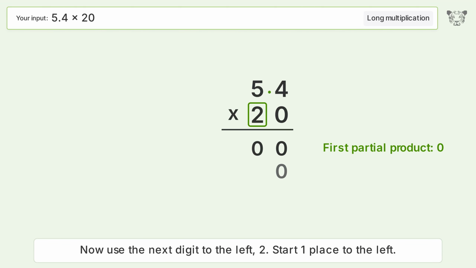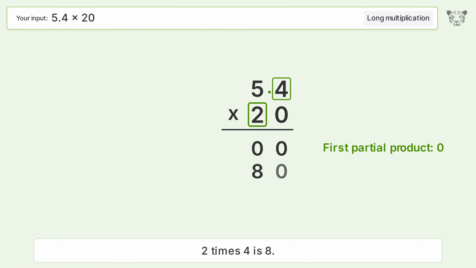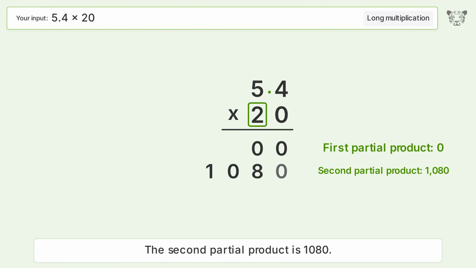Now use the next digit to the left, 2. Start one place to the left. 2 times 4 is 8. 2 times 5 is 10. The second partial product is 1080.